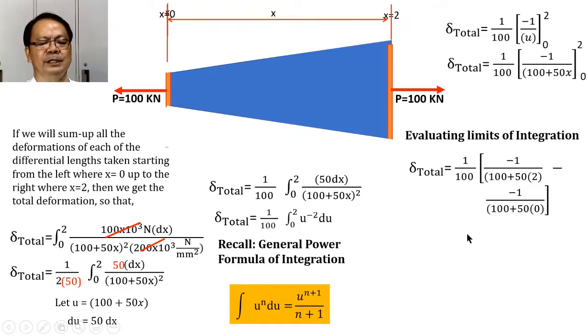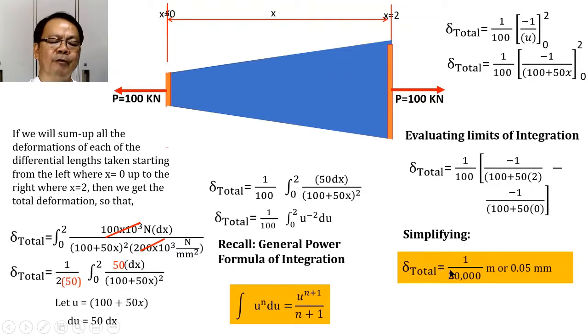And if this will be simplified, the total deformation becomes equal to, what do we have? The total deformation becomes 1 over 20,000, or simply that becomes equal to 0.05 millimeter. And so that is our first problem, ano? And I hope that you are able to follow the solution to the first problem.